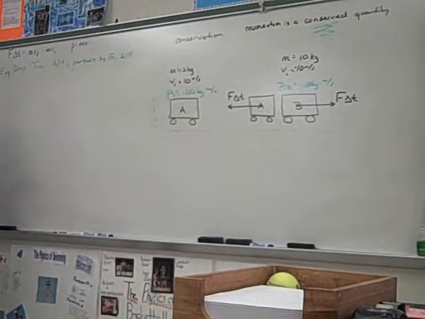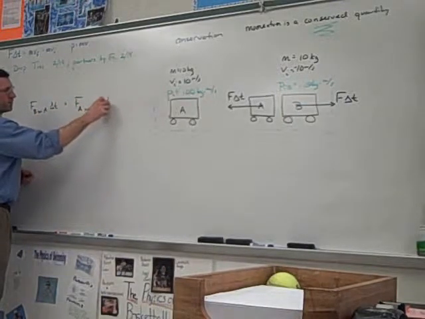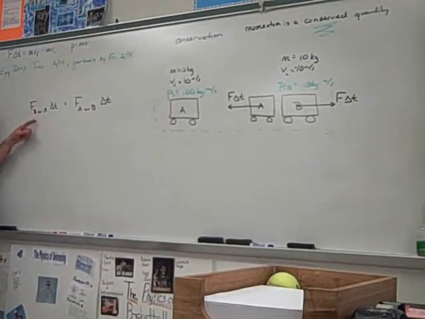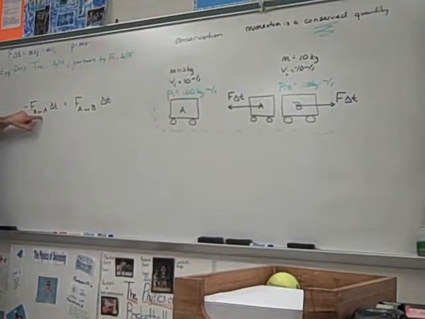So as A is rolling along, B applies a force to it. So the force of B on A times the time is equal to the force of A on B times the time. Except the B on A is negative because it's to the left. This is our equation from section 1. The impulse is the change in momentum. So this is happening to A.